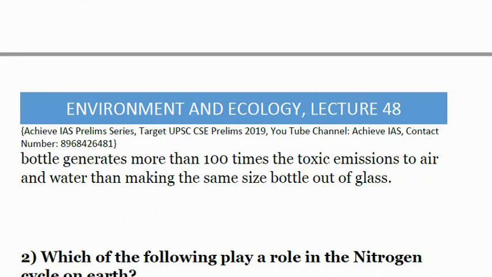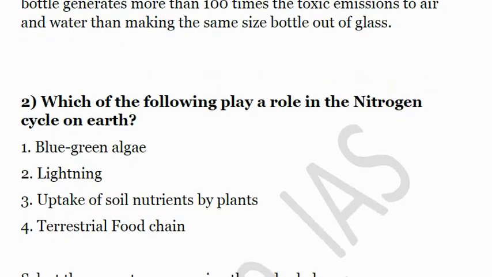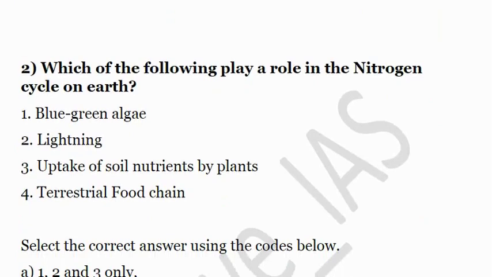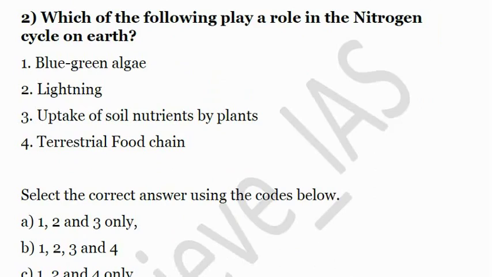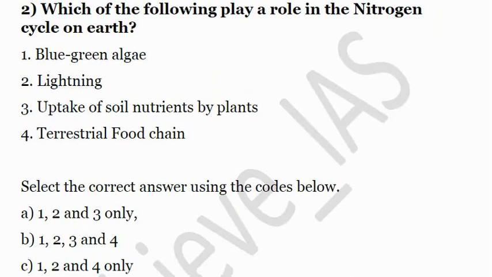So let's move on to the second question. The second question is, which of the following play a role in the nitrogen cycle on the earth? First is blue-green algae, second lightning, third uptake of soil nutrients by plants, fourth is terrestrial food chain. So we have to tell which of the following play an important role in the nitrogen cycle.